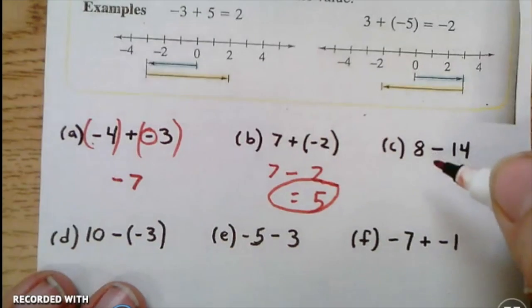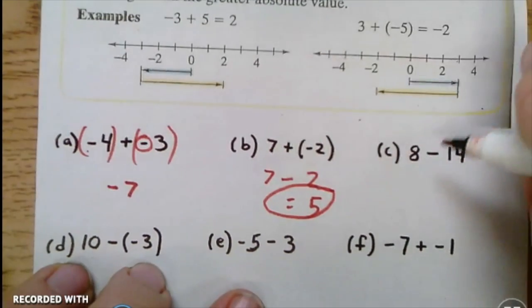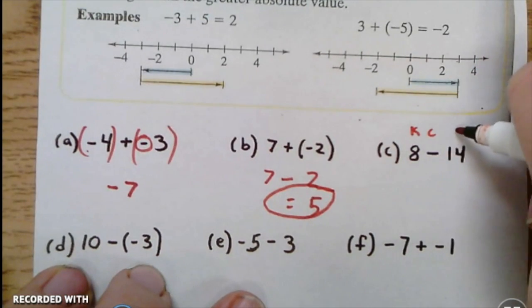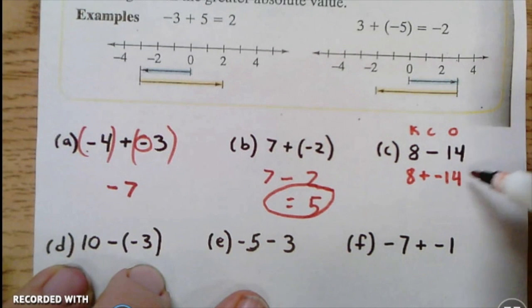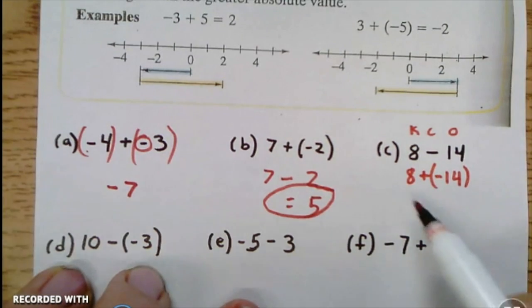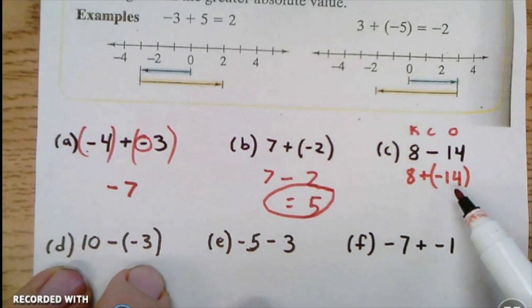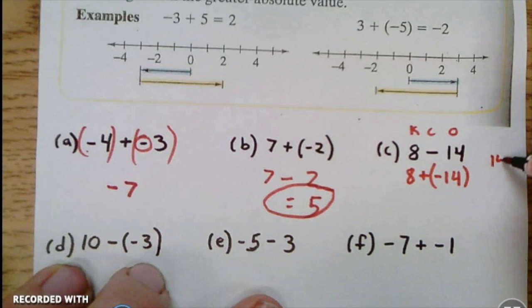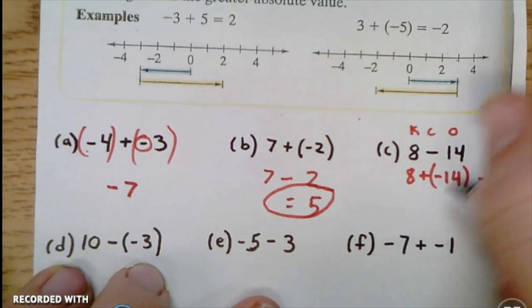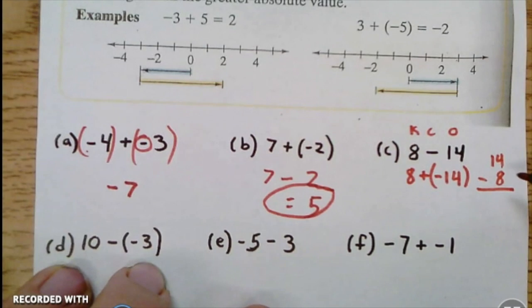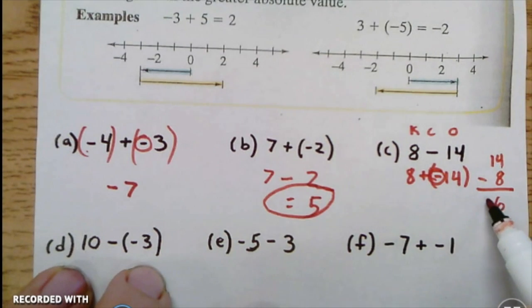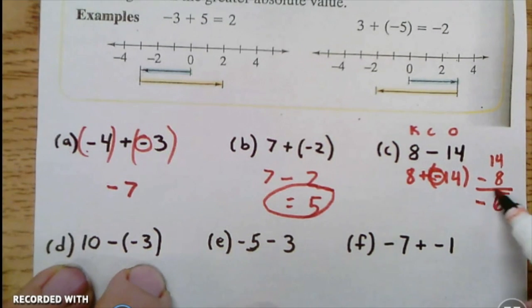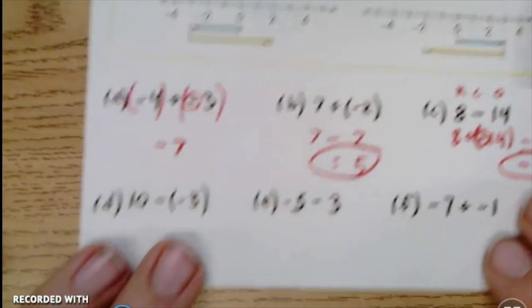What about this one? Okay, so this one, I want to make it into an addition problem. So I've got keep, change, opposite. This is going to be 8 plus negative 14. So they have different signs. I'm going to find the difference. 14 minus 8, and remember these are the absolute values, so I don't have to worry about that negative 14 here. So then from there I got 6, and because the bigger number was a 14, so there would be more red chips, it's going to have a negative answer of negative 6.